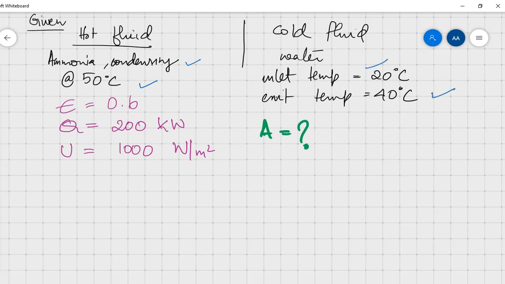The effectiveness of the heat exchanger is specified as 0.6. Heat transfer rate is 200 kilowatts. The overall heat transfer coefficient is 1000 watts per meter square. You're asked to find out what is the area that is required by the heat exchanger.